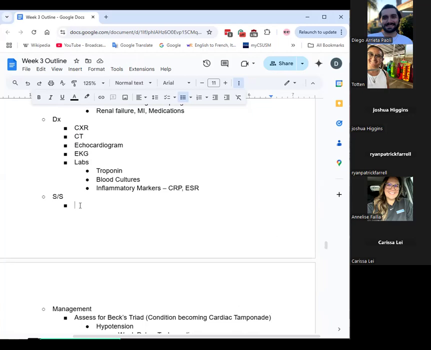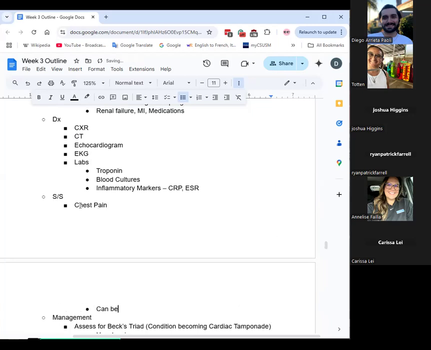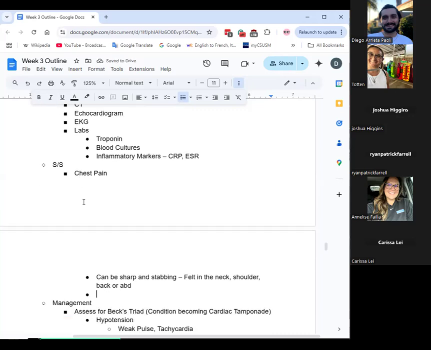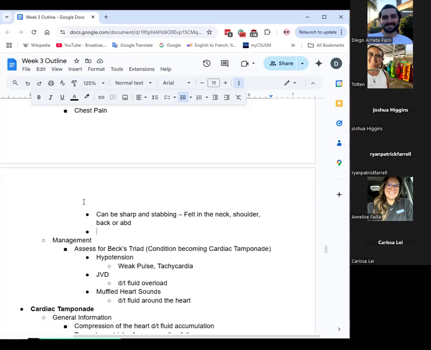The defining feature of pericarditis, and this comes up again, this is something that comes up in the UWorld a lot, is the chest pain. There's something in particular about this chest pain. It can be sharp and stabbing, felt in the neck, shoulder, back, or abdomen. One of the key things, and this comes up in UWorld a few times, is that it's relieved by sitting up and leaning forward.